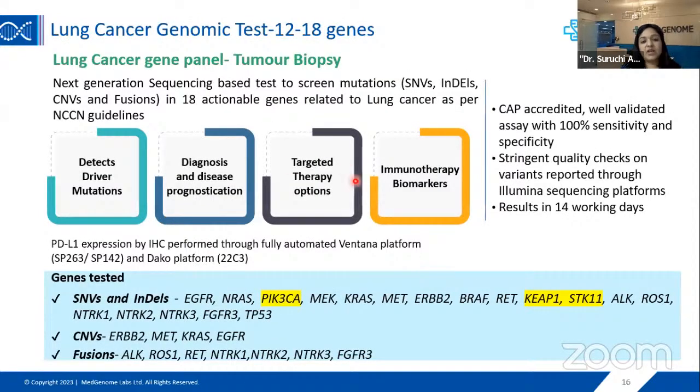So these are the panels which are available, and they can vary from 9, 12, 18 genes, depending on the size of the multi-gene panel that we can look at. And now an 18 gene panel is coming up where PIK3CA, KEAP1 and STK11 genes are included, apart from other druggable targets that are present. FGFR3 and TP53 genes are also included, and NTRK fusions are considered tumor agnostic biomarkers, so they are included in the panel. CNVs for ERBB2, MET, KRAS, EGFR, and fusions for ALK, ROS, RET, NTRK1, 2, 3, and FGFR3 are included in this panel.